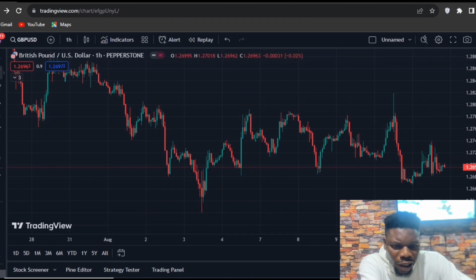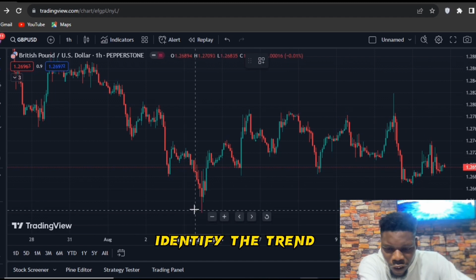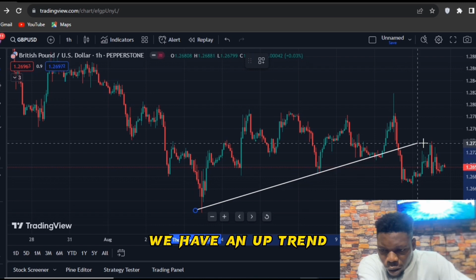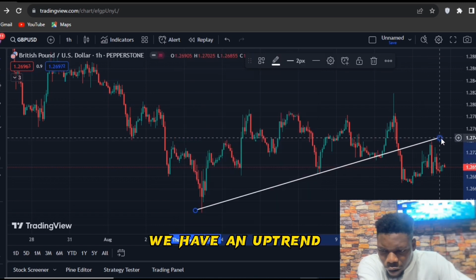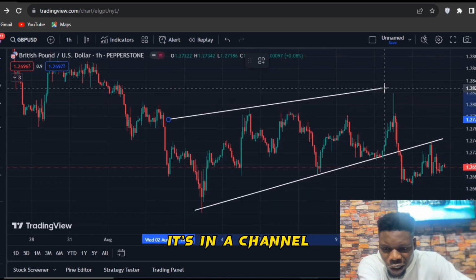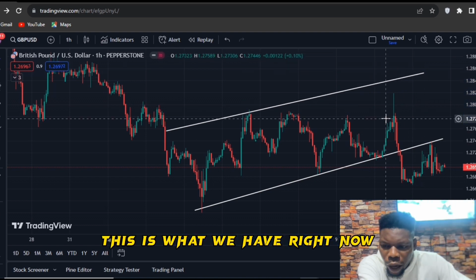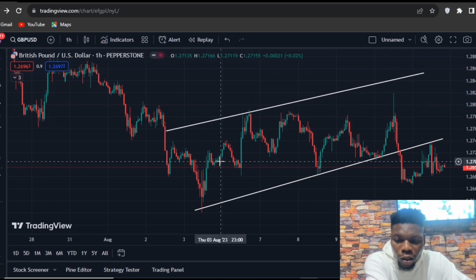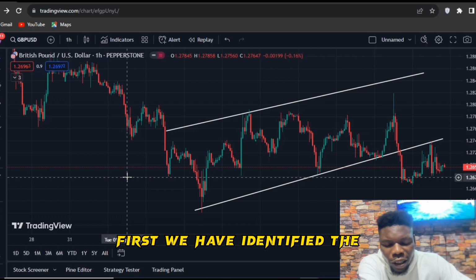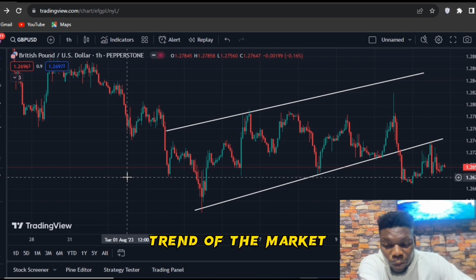Let's take out our trend line and identify the trend. We have an uptrend, so in this place we have an uptrend, like it's in a channel. This is what we have right now. First, we've identified the trend of the market.